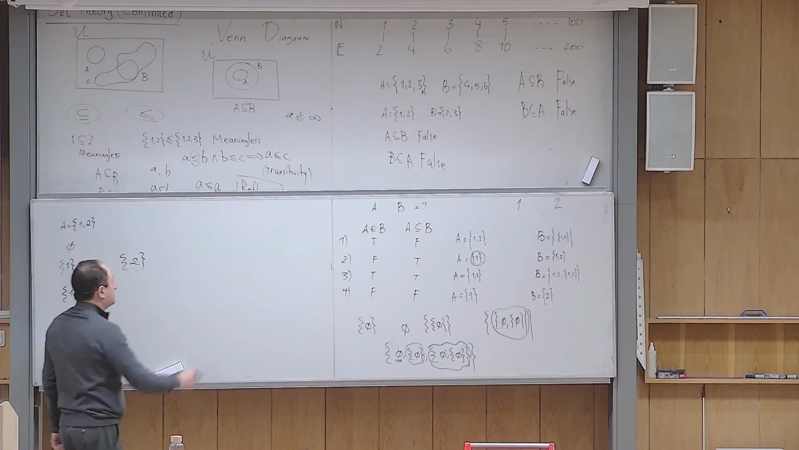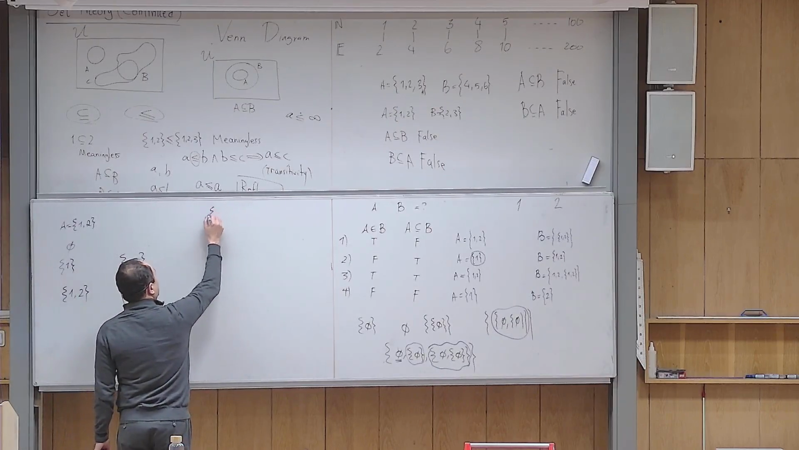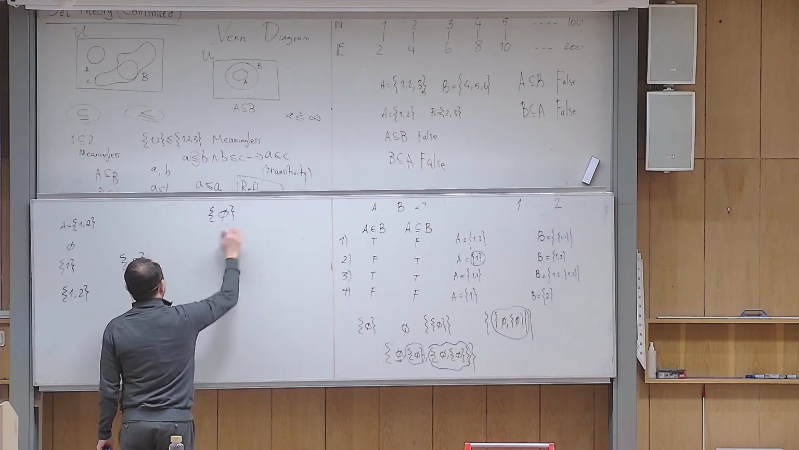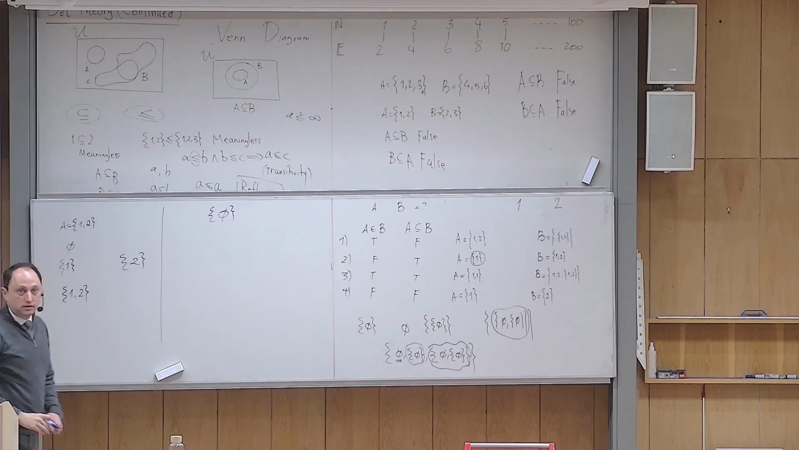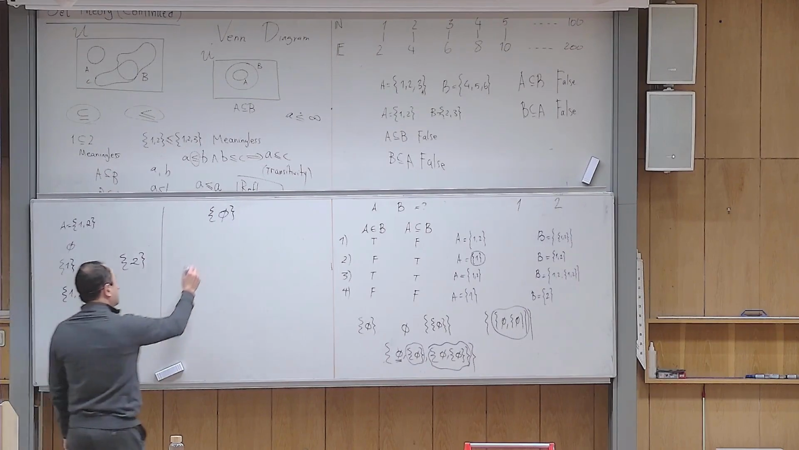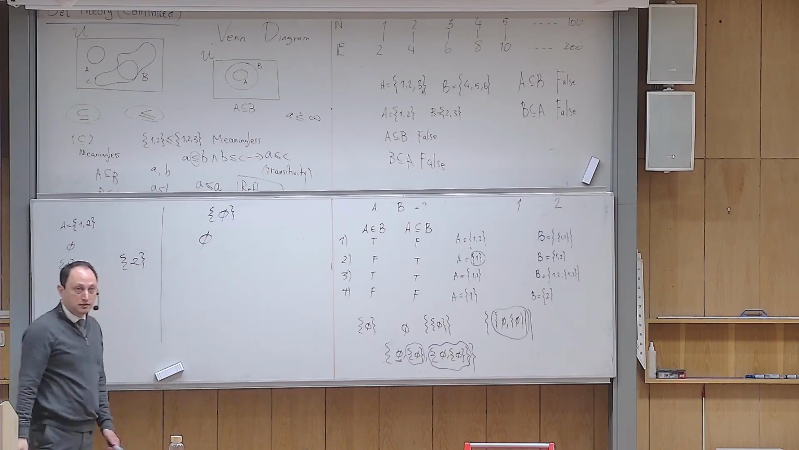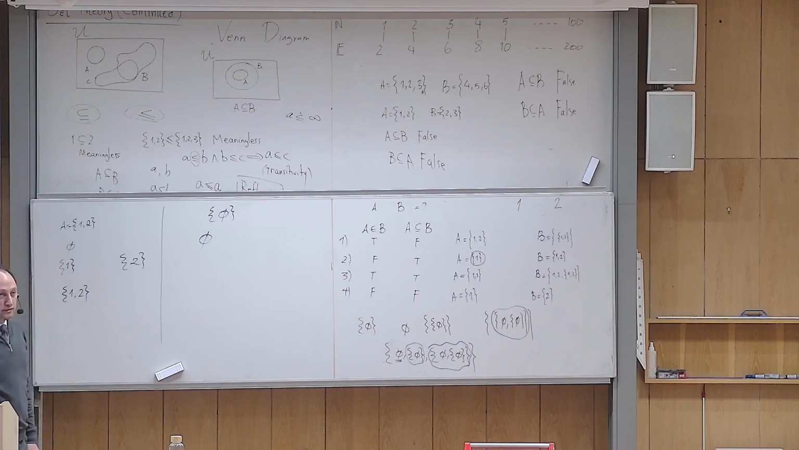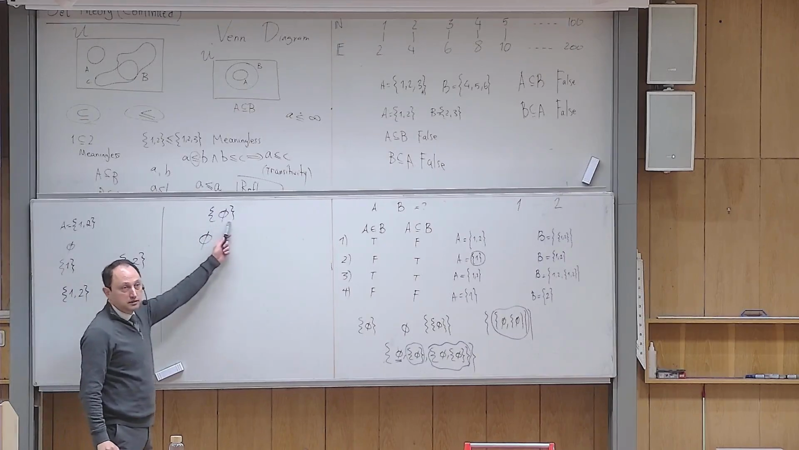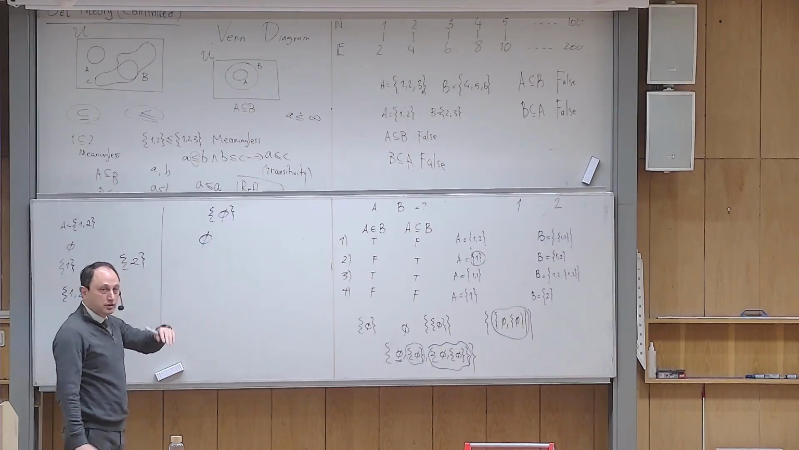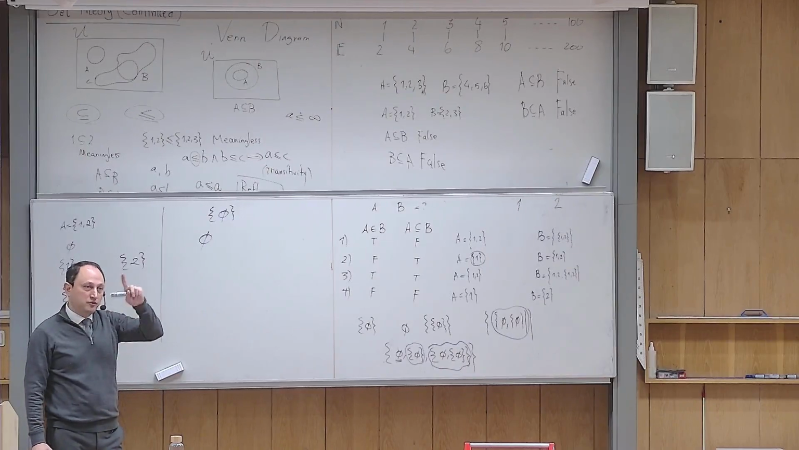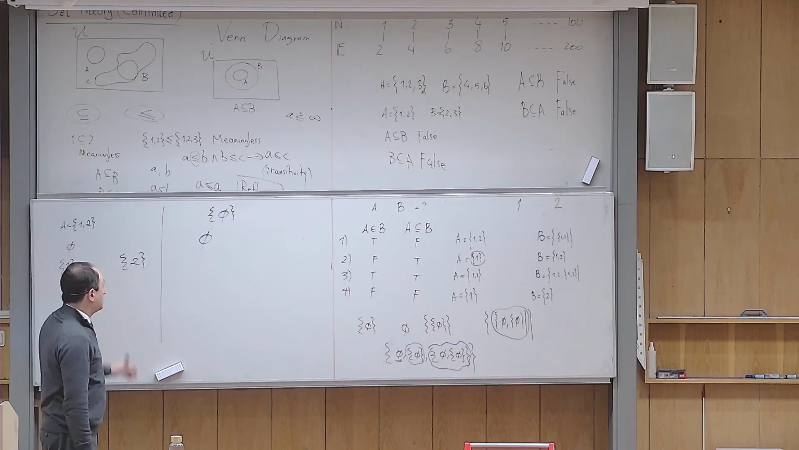Okay, let me ask you to write all the subsets of this one. What should I write? The empty set. Is that it? And the set itself. Because I told you, what is the cardinality here? 1. According to the rule, there should be 2 to the 1 subsets. So there should be 2.